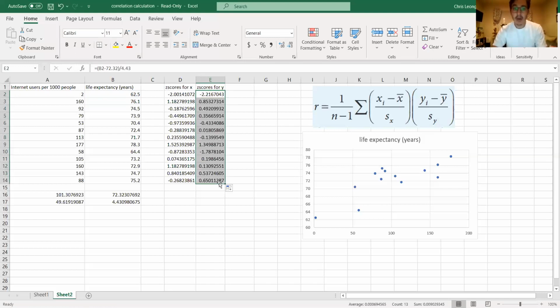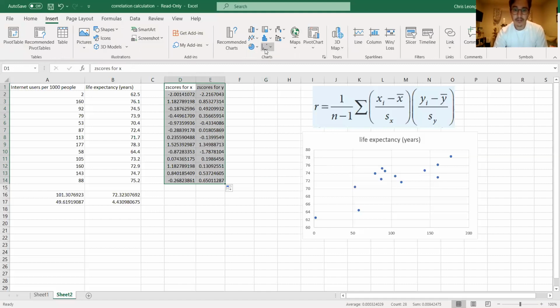So what I've done now is I've transformed the original values, from the raw data into z-scores, right? So I've taken care of this part of the formula. All right. Now, it'll be interesting to see what this would look like if we graphed the z-scores. So let me go ahead and highlight this, and I'll insert a graph.